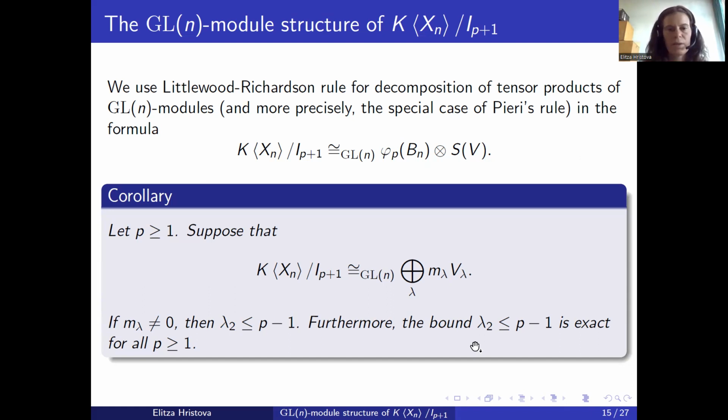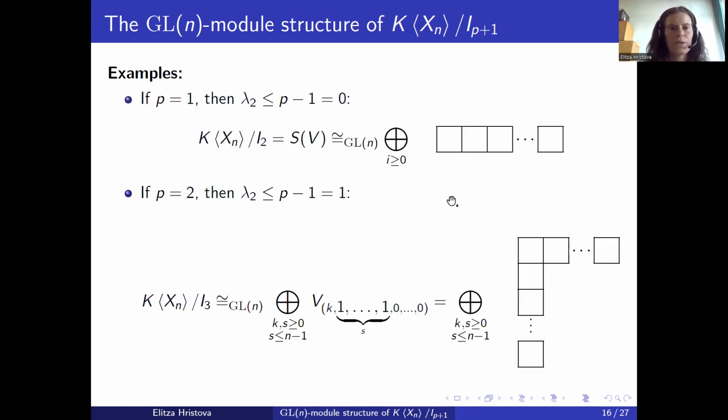And let us see on the examples that this really holds. Just two examples. If we take again the known decompositions, so for example, the symmetric algebra of our vector space V, then in this case, p will be equal to 1. And according to our statement, lambda 2 should be less or equal to 0, or 0, since it cannot be negative. And this is exactly what happens.